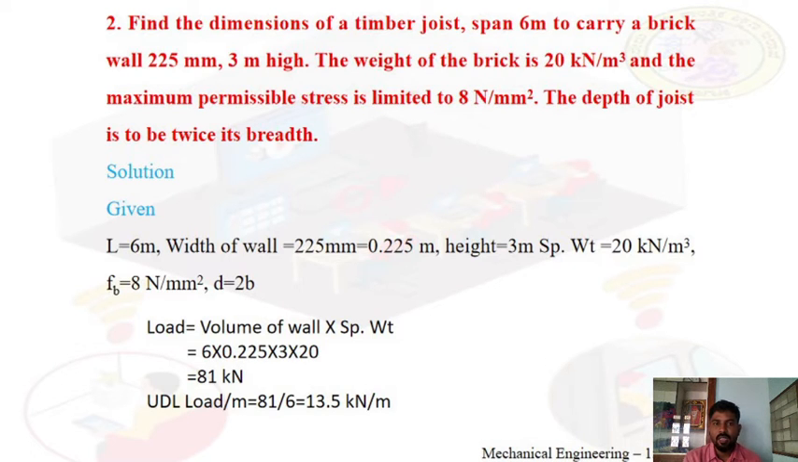So immediately list the given data. L is given, 6 meter. Width of wall is given here, 225 mm, so 0.225 meter, divided by 1000. Now height is given, 3 meter. The specific weight is equal to 20 kilonewton per meter cube. The fb is given, 8 Newton per mm square bending stress. The depth is equal to 2 into breadth.